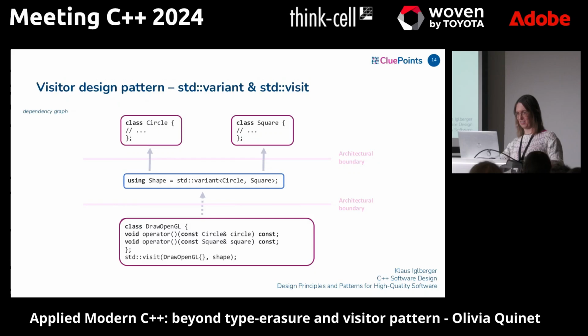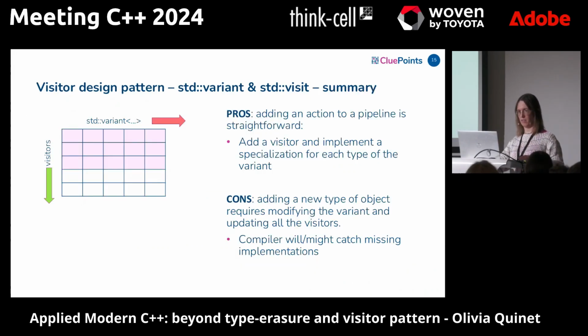And I really like the dependency graph introduced by Klaus, so I will print it here. At the top is what doesn't change a lot, and when you go to the bottom, it's what can change a lot. So we have the circle and the square, which are unrelated classes. We define the shape as a variant of circle and square, and then we have the draw OpenGL capabilities at the bottom. You can do it like this.